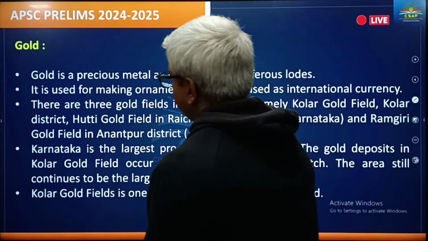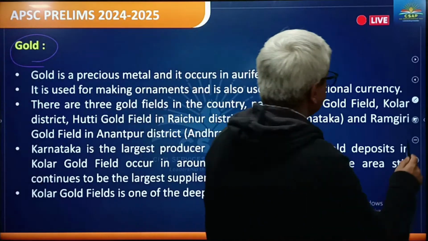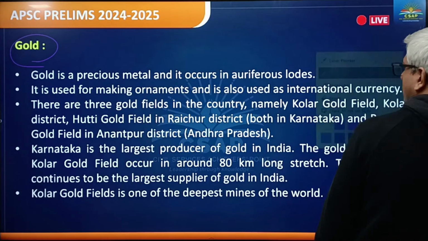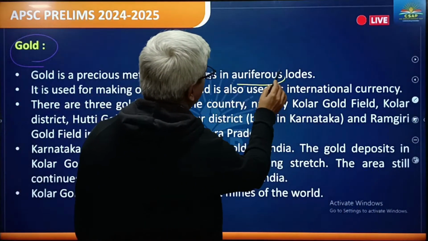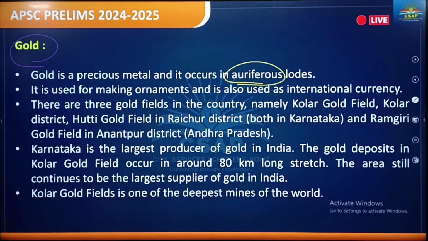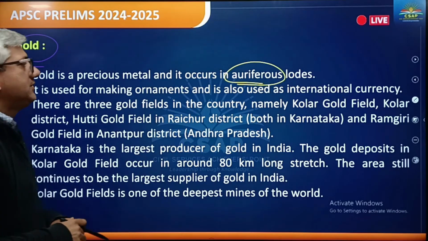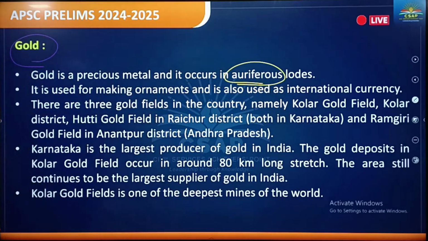Gold. Gold is a precious metal and occurs in auriferous lodes. Auriferous comes from aurum, which means gold. So auriferous lodes form from that. It is used for making ornaments and also used as international currency, what is called hard currency.